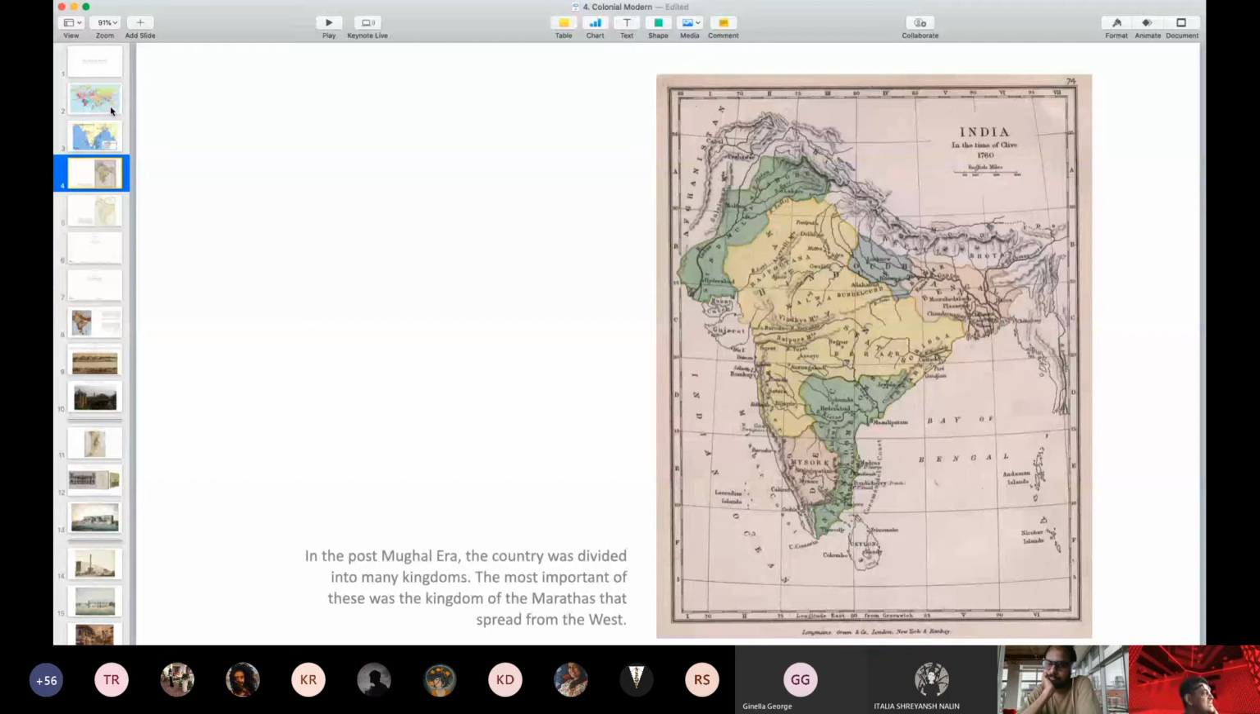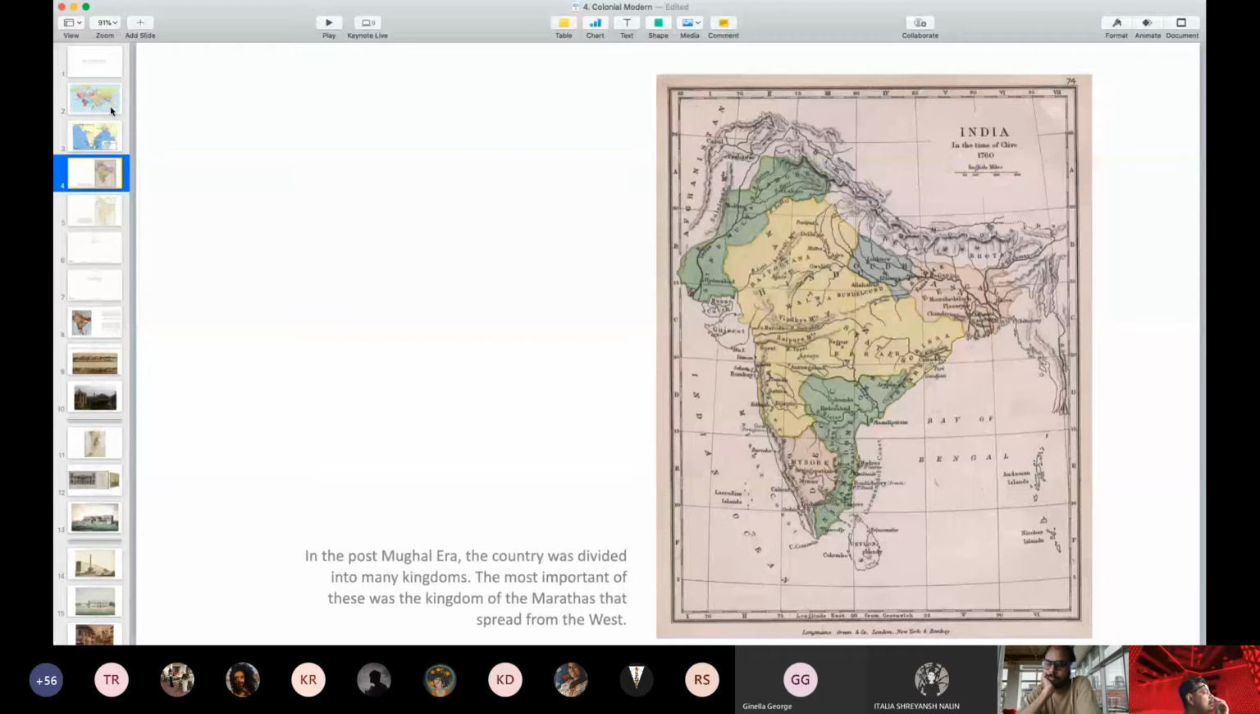The Mughal Empire was on the decline. I'm talking about the 1750s. The Mughal Empire was on the decline. The Maratha Empire was on the rise. The Maratha Empire had reached all the way south, all the way north. Delhi was conquered by it, and all the way up to Bengal and Calcutta.